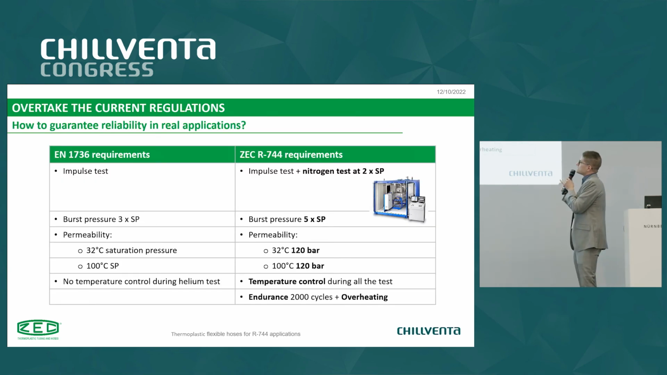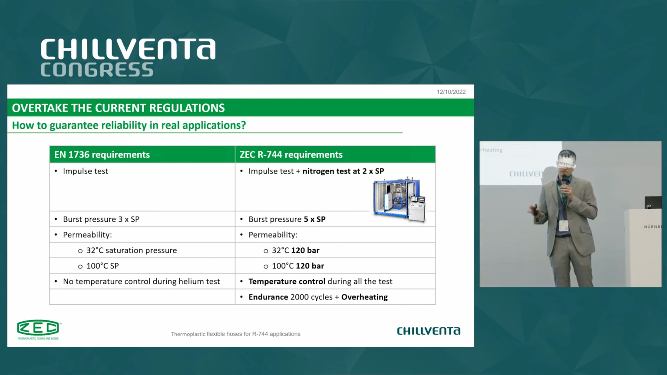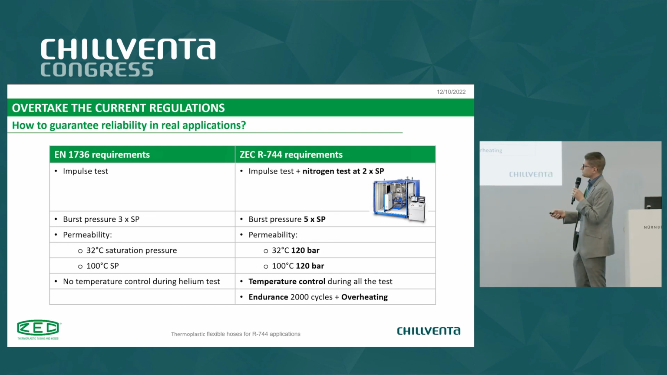And so take a look at this conclusion table. On the left, we have the requirements of the EN 7036. There is the impulse test. We decided to make some modification and add to the impulse test, because the impulse test is made with oil, adding at the end of the test a nitrogen test performed at 2 times the working pressure, just to be sure that after the impulse test, the hose still can withstand the pressure with gases.